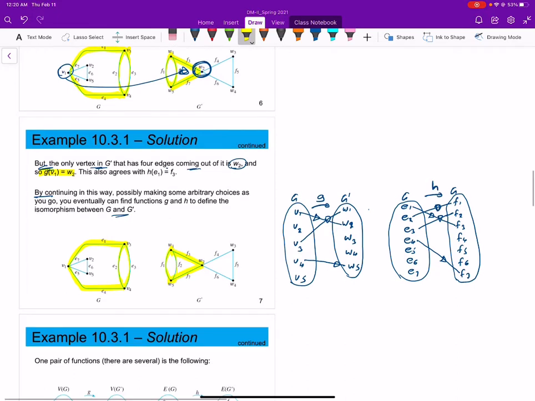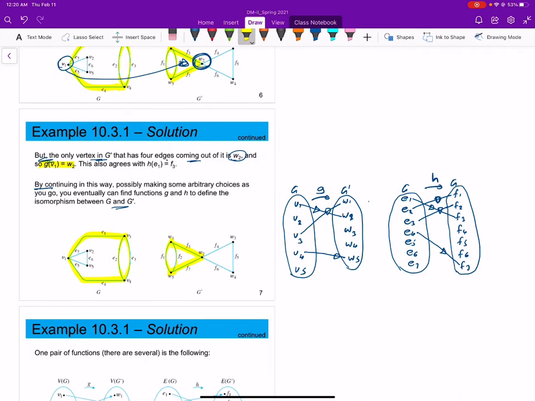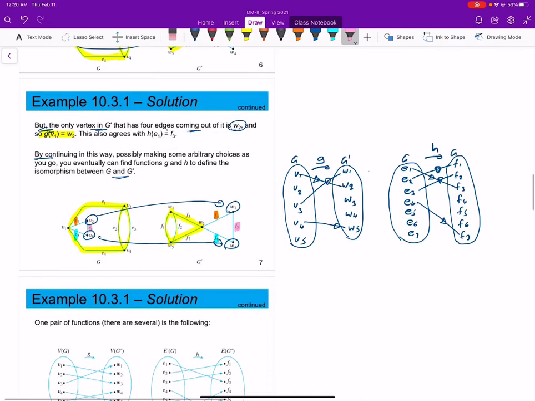Then you have the triangular part. The triangular part is easy actually. You can say this should match with that, and this should match with this. Once you do that, corresponding edges also match. That means this should match with this, and this should match with that, and this should match with this. Okay, that is how the isomorphism works.